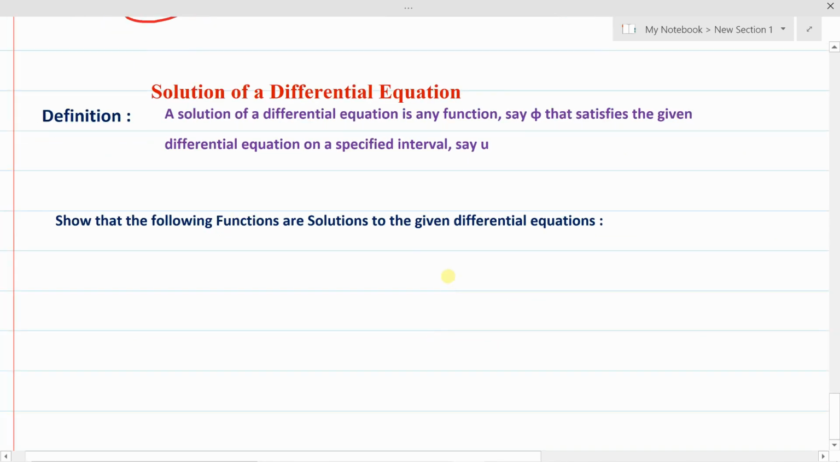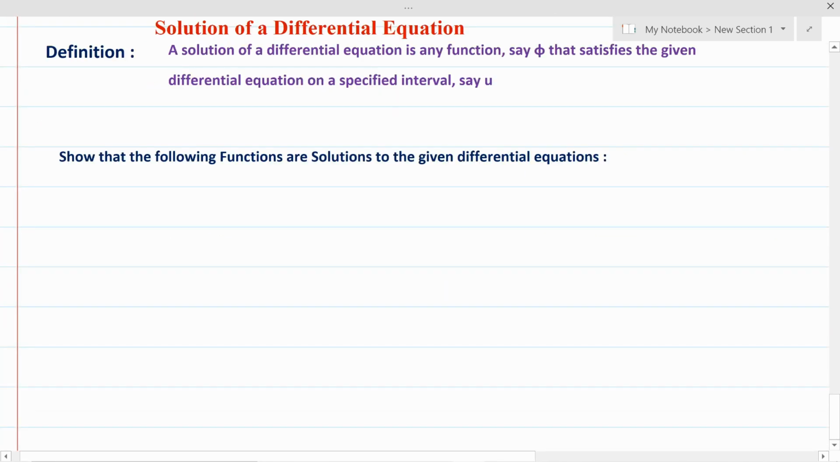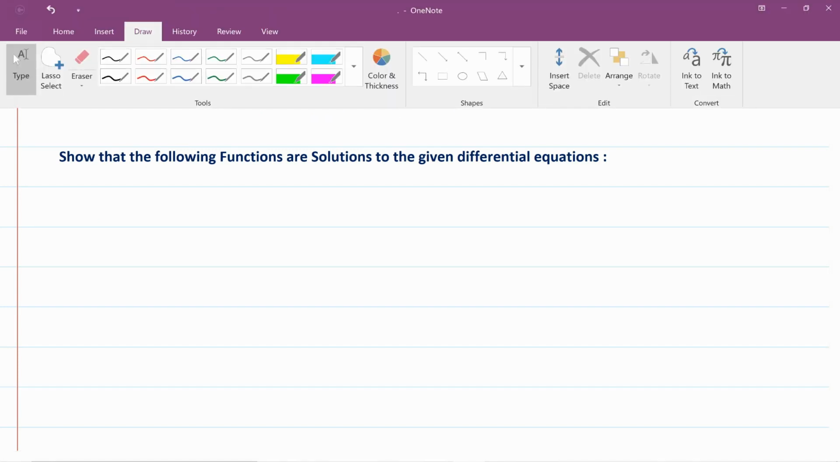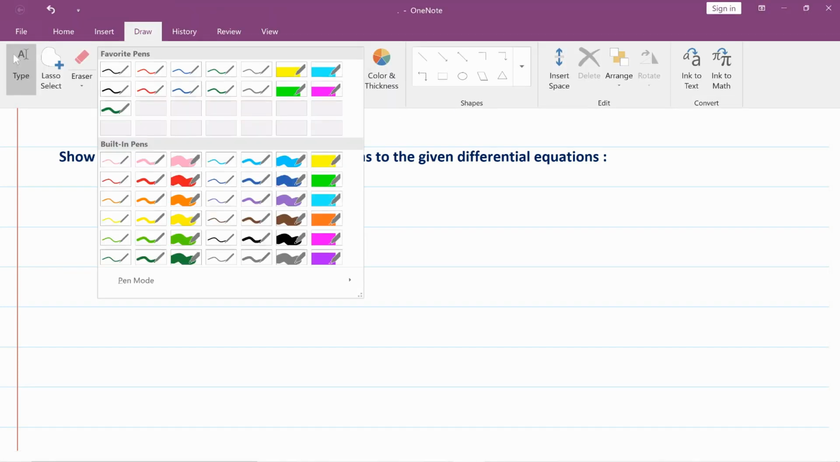Solutions to differential equations. Now let's look at the definition of it. We're saying the solution of a differential equation is any function. There are some words that we should underline here.